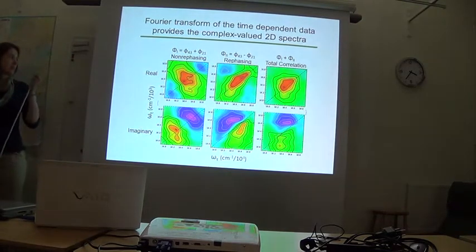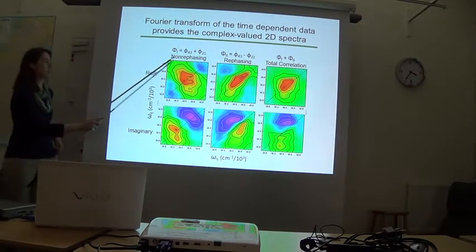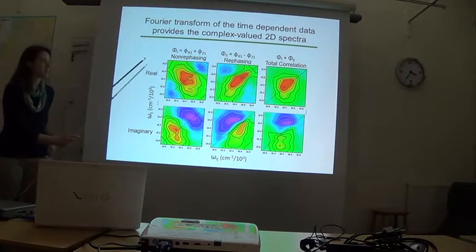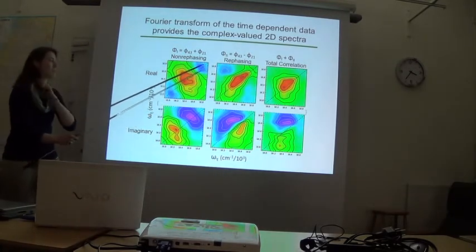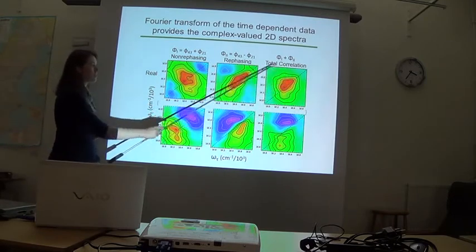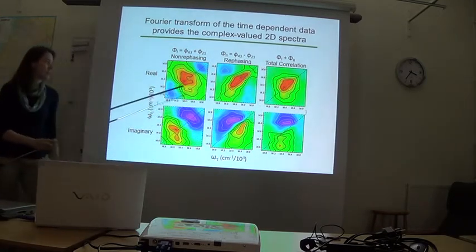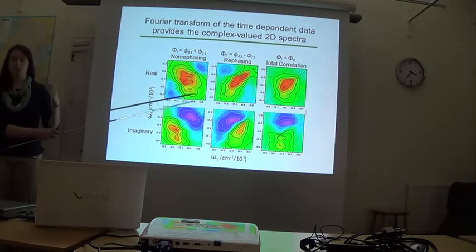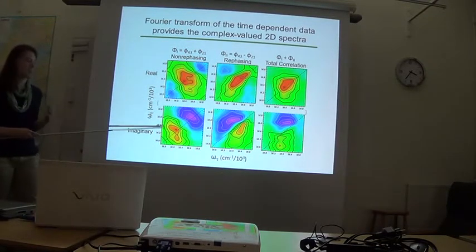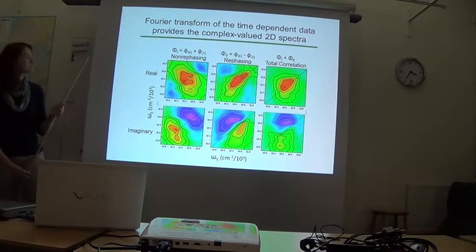So when we collect data, it looks like this. So you have your non-rephasing signal, which is your sum, as well as your rephasing signal, which would be the difference. You can add these two together to get your total correlation spectra. And then you get a real and imaginary component, where the real would be like the cosine portion of your oscillating term, and the imaginary would be the sine portion.